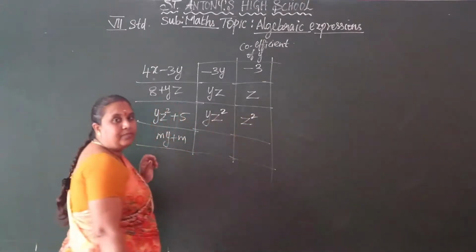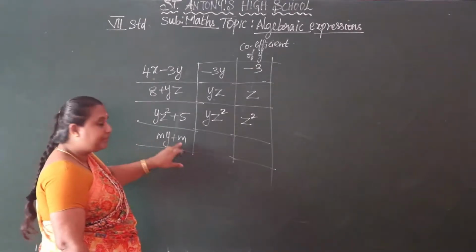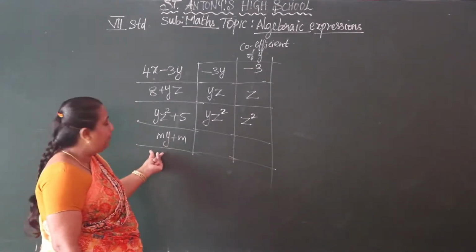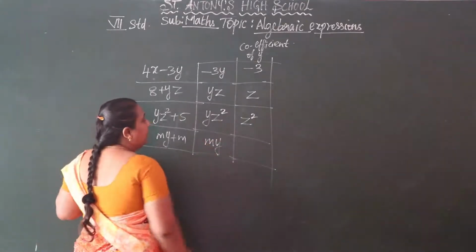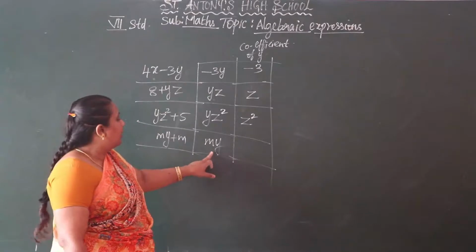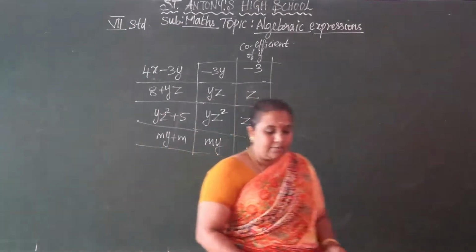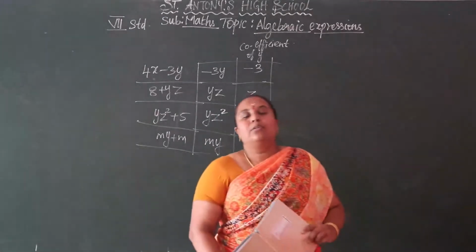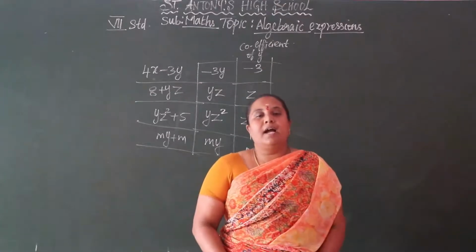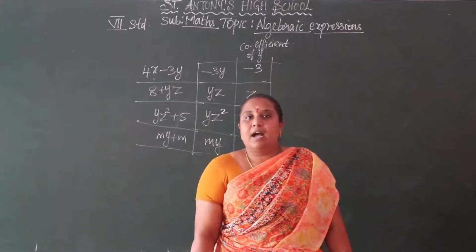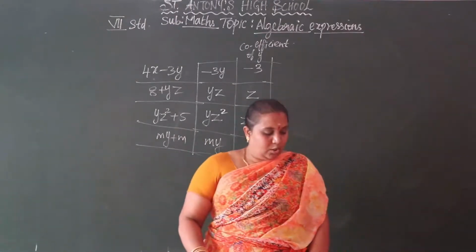And in this expression my plus m, which term has y? my. So my is the term having y. And what is the coefficient of y here? m. Like this we have to write. So these are the examples for you to separate the terms, find the factors, and find and write the coefficients.